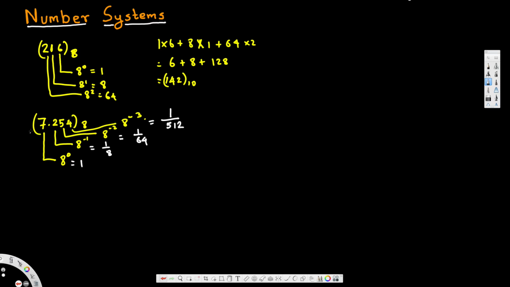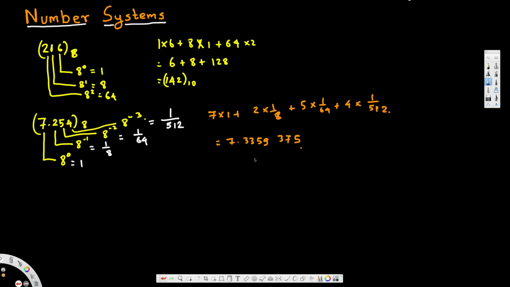Now we just have to multiply these values with the corresponding numbers and add them together, and that gives us the decimal value. So 7 times 1 plus 2 times 1 over 8 plus 5 times 1 over 64 plus 4 times 1 over 512. If you add them together, you're going to get 7.3359375.